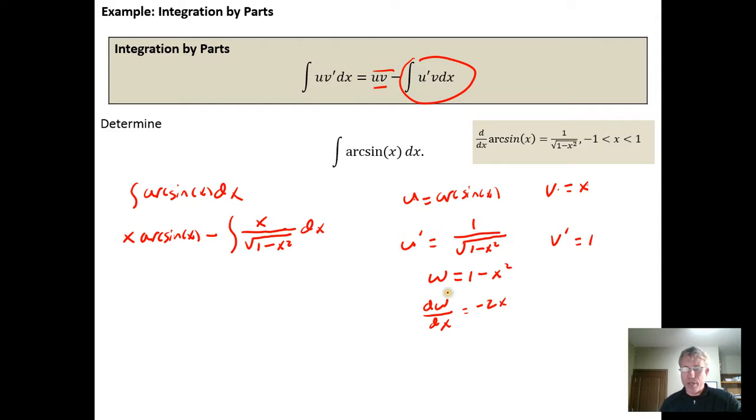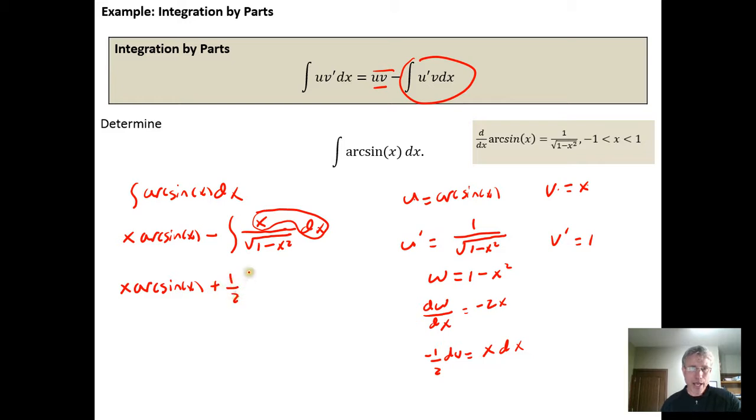And then we'll use algebra to separate the dx's and dw's. So multiplying both sides by dx, multiplying both sides by negative 1/2, we get negative 1/2 dw equals x dx. So we can replace x dx with negative 1/2 dw. So we'll go ahead and make that substitution. So we get arc sine x. When we replace the x dx with the negative 1/2 dw, the negative 1/2 will factor out in front of the integral, and that negative will combine with this negative to give us a plus.